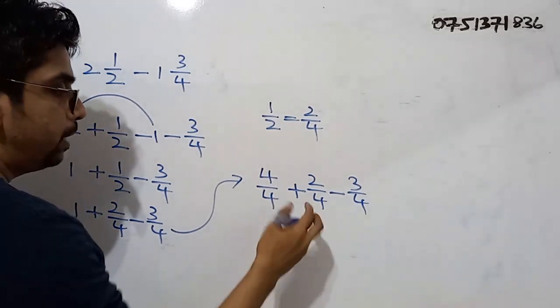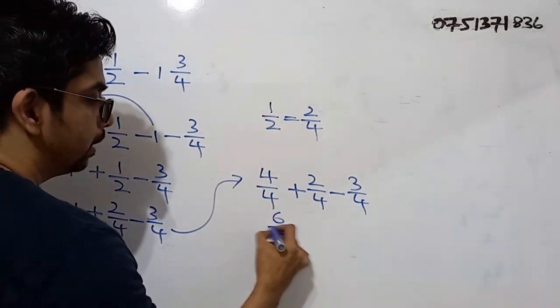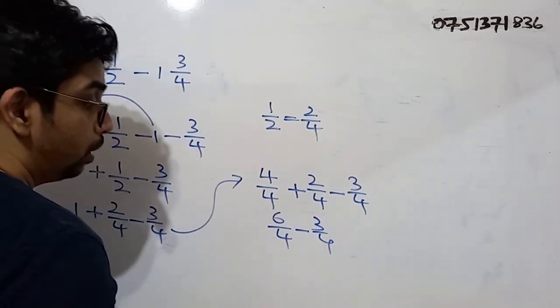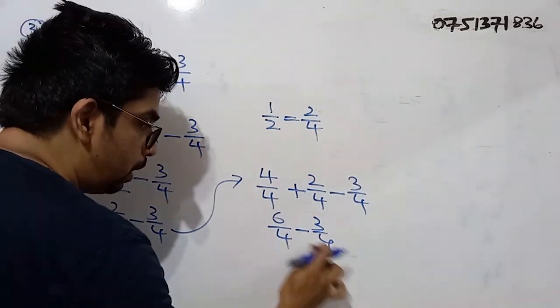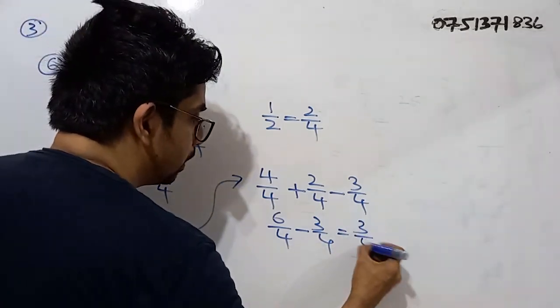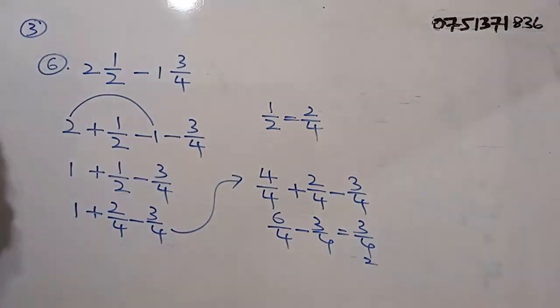Now I can simplify these two fractions. What will I get? 6 by 4 minus 3 by 4. Now I can subtract 3 by 4 from 6 by 4. So what will be the answer? 3/4 or 3 by 4.